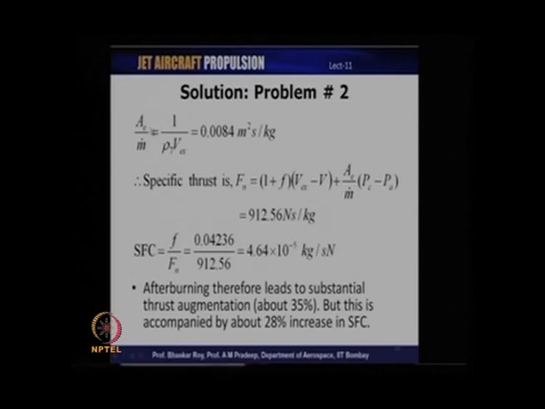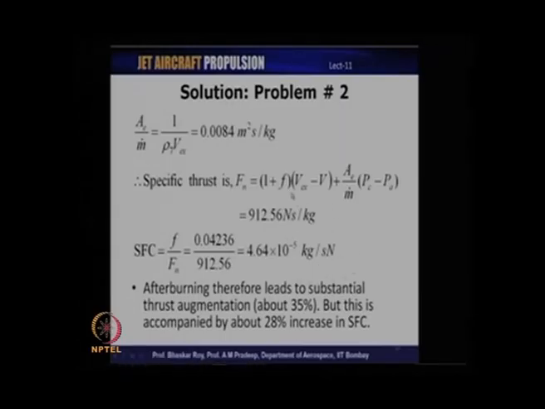We now calculate the specific thrust in the same way as we calculated in the previous case. The specific thrust is equal to 1 plus F into V exit minus V, plus AE minus m dot into Pc minus Pa. Here F is different from what we calculated in the previous problem, and so is the exhaust velocity. If we substitute these values, we get the specific thrust as 912.56 Newton second per kilogram. Similarly, the specific fuel consumption is F divided by specific thrust. This comes out to be 4.64 into 10 raised to minus 5 kilograms per second Newton second.